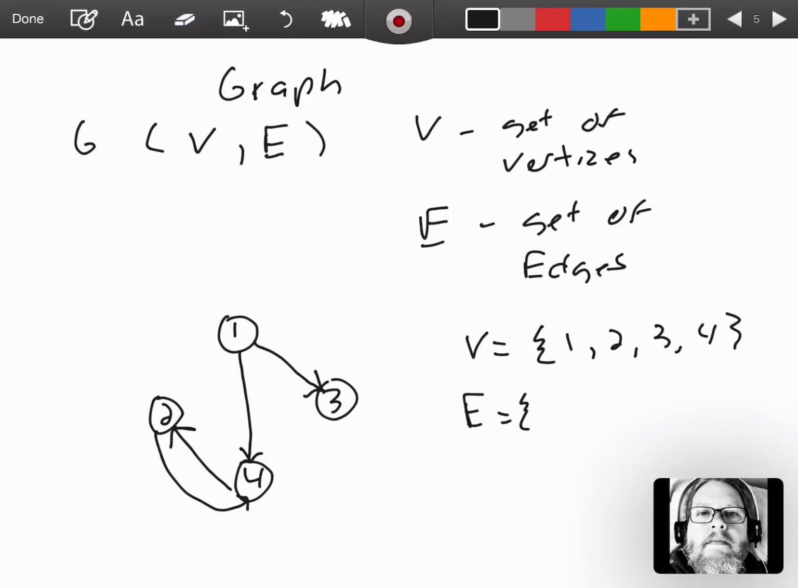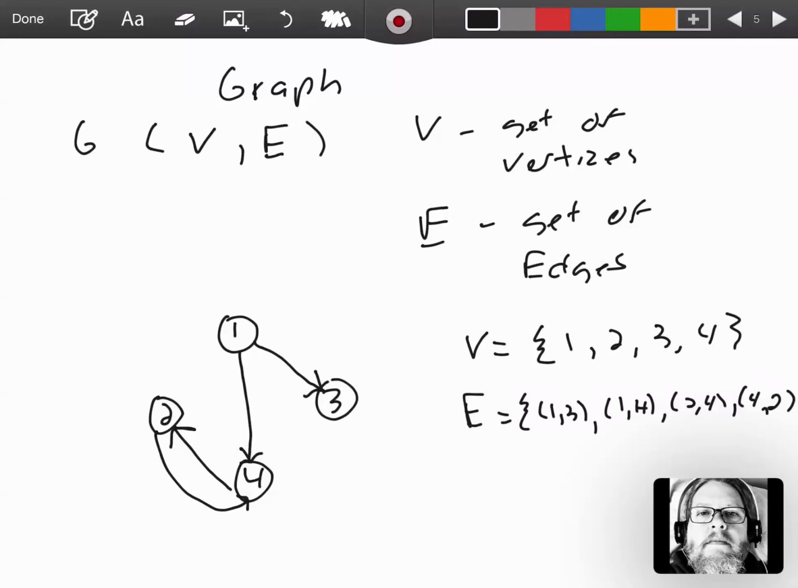So our edges are still 1, 3. Okay, we know it's a directed graph. By definition, we would define it as a directed graph. So we know that doesn't mean 3, 1. Okay, we still have 1, 4. But now we have 2, 4 and 4, 2. Okay, so those are the 2 different sets of edges that we have.